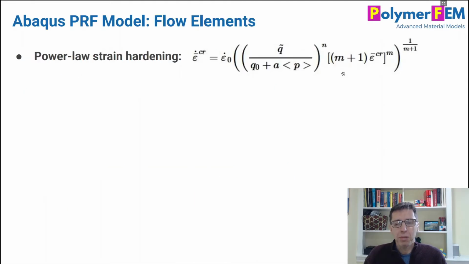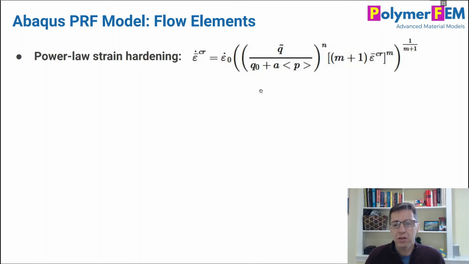The key problem that people have with the PRF model is the flow elements. There are a number of different flow elements you can select from. Here's the first one that I typically recommend, which is the power law strain hardening equation. And this is the creep equation. The rate of viscoelastic creep is on the left-hand side. And it's a complicated equation on the right.